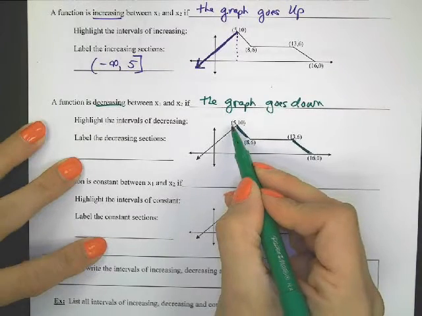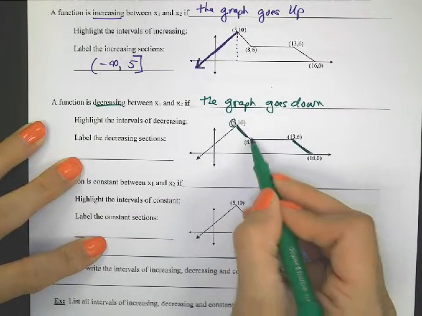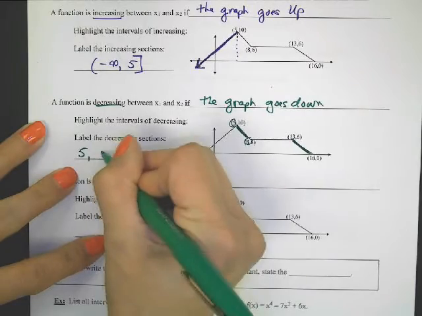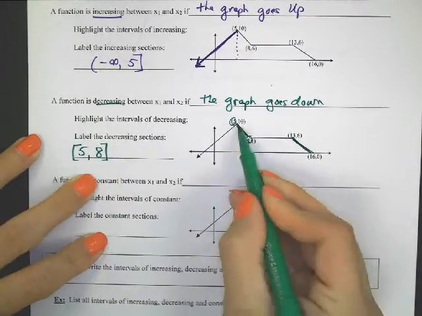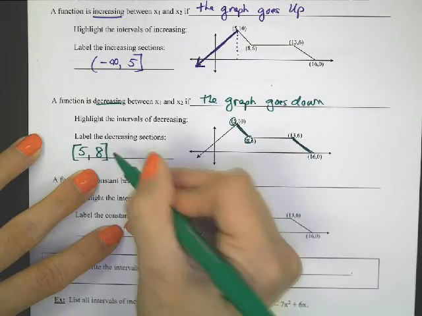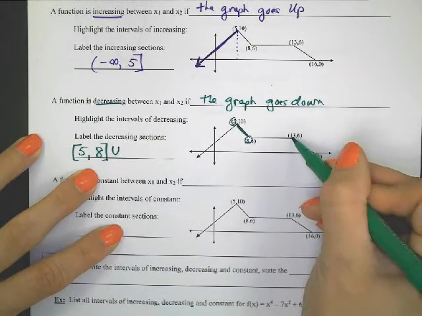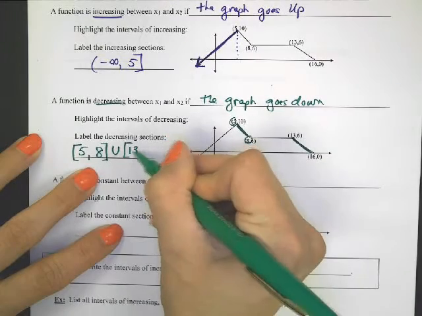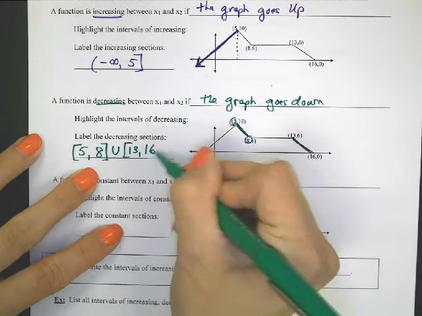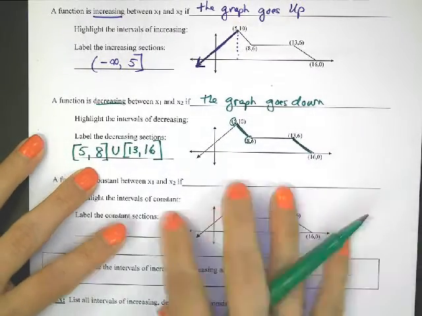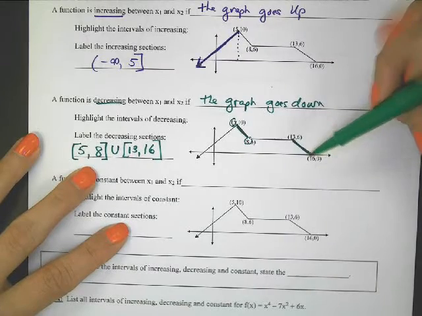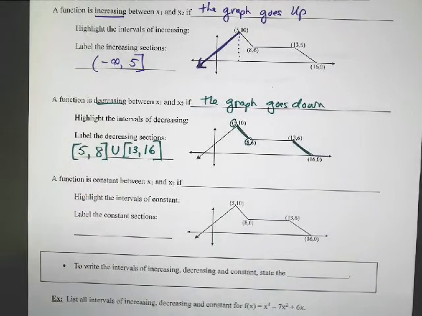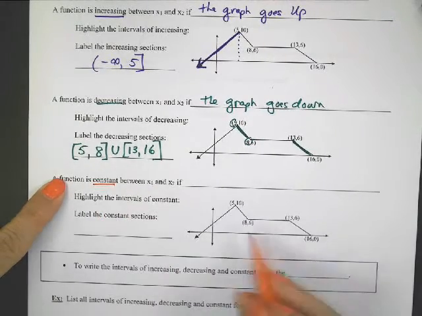So I'm going to say from 5 to 8, and those are closed points, so I'm going to use brackets on them. I don't want to make a hole there. And another piece, so let's say union from 13, brackets, all the way up to 16. So it's like we're stating the domain, but I only want the domain for the parts that are going down.